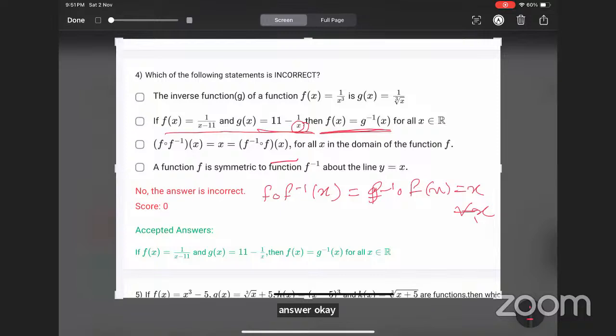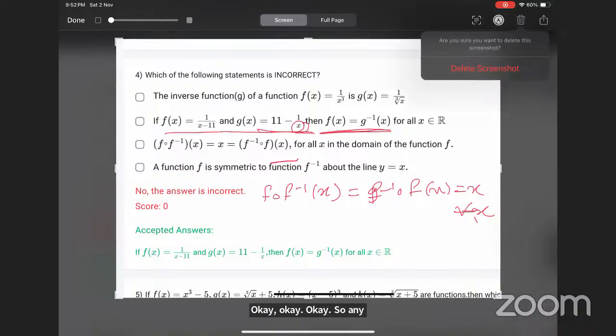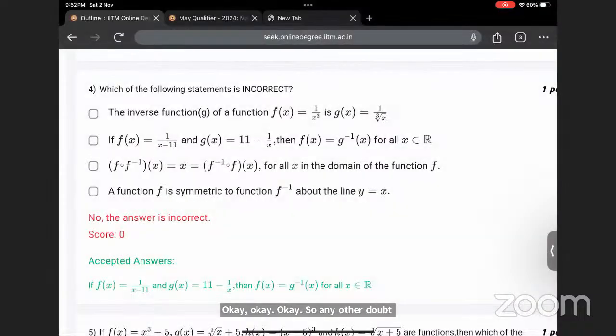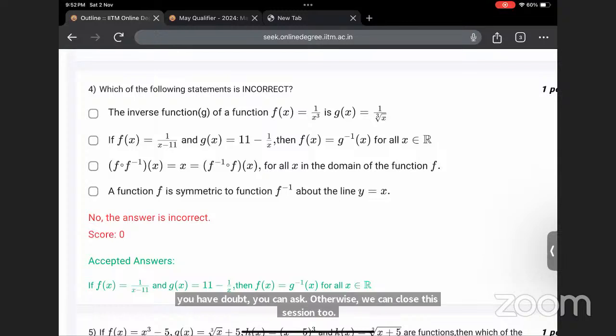Okay, so it's clear? Okay, so any other doubt? If you have a doubt, you can ask. Otherwise, we can close this session too. If you don't have a doubt, you can leave. Otherwise, you can ask.